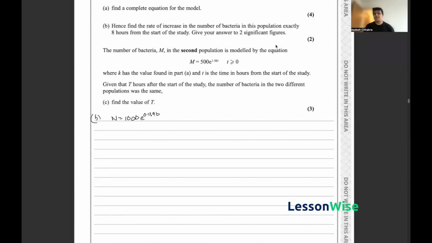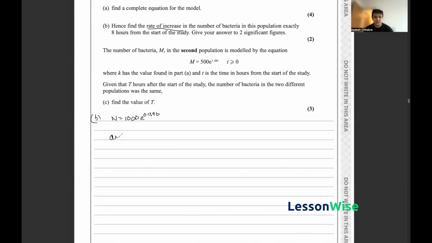Now, in part B of this question, we've been asked to find the rate of increase in the number of bacteria in this population exactly 8 hours from the start of this study. Now, the rate of increase denotes the derivative of this equation. So essentially what we have to do is find the value of the derivative of this equation at 8 hours. So firstly, let's go ahead and do that.